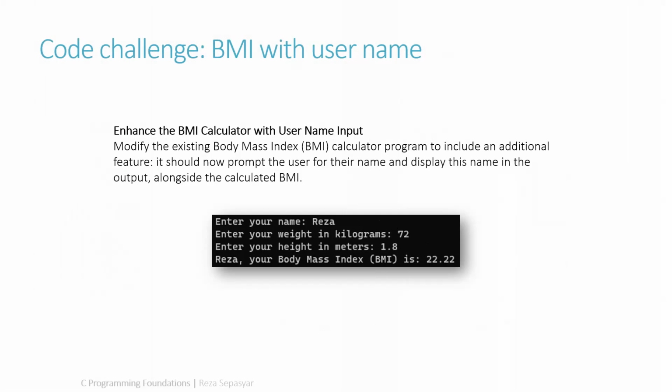Here is a code challenge for you to get more practice. This program allows the user to input their name, weight, and height. Then it calculates and reports the BMI along with the user's name.